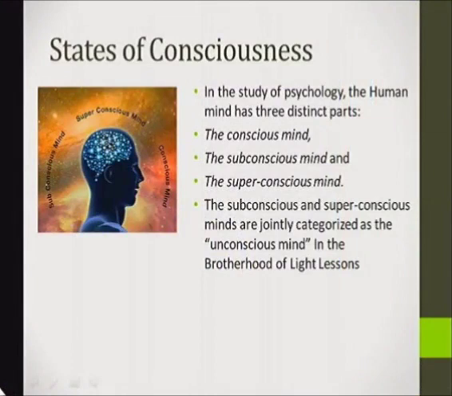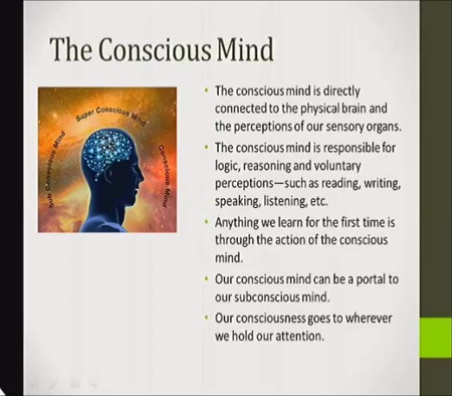In the study of psychology, the human mind has three distinct parts: the conscious mind, the subconscious mind, and the superconscious mind. Now, the subconscious and superconscious minds in the Brotherhood of Light lessons are jointly categorized as the unconscious mind, because they operate in a non-physical realm and they are interrelated to one another. So, the conscious mind is directly connected to the physical brain and the perceptions of our sensory organs. And the conscious mind is responsible for logic, reasoning, voluntary perceptions, reading, writing, speaking, listening, etc. All engages the conscious mind.